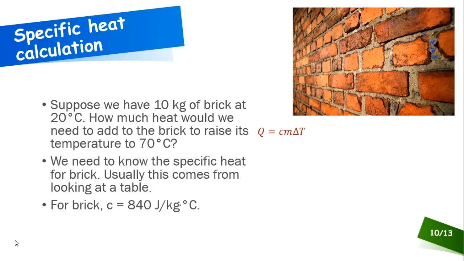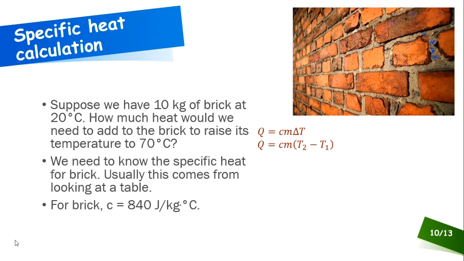First, we're going to write down our equation, which is Q equals Cm delta T. And we can take that delta T and actually expand it out. That delta T is the change in temperature, which is really the difference between the final temperature T2 and the initial temperature T1.